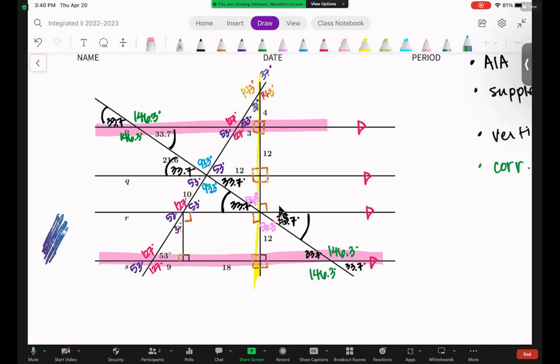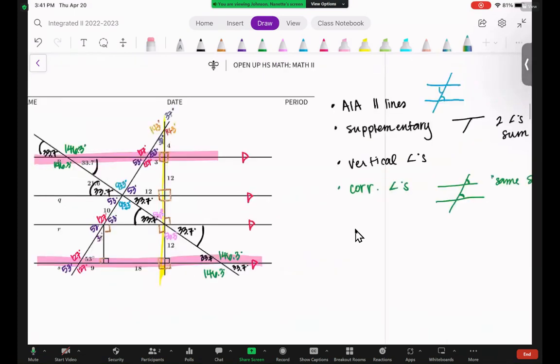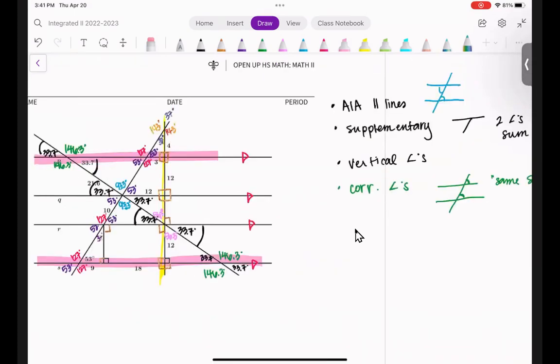I think we got all the angles. I can't see any angles that don't have a marking. Okay, so there goes all the angles. We did it. Okay, and these are all the rules that we use. We use alternate interior angles, supplementary angles, vertical angles, and corresponding angles. If you're not comfortable with any of them, make sure that you go over it enough so that it makes sense.